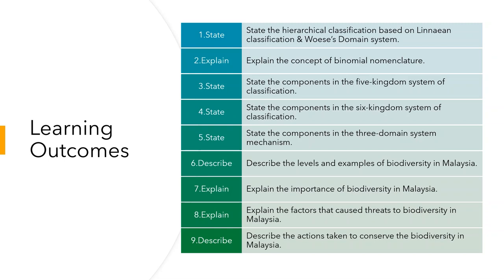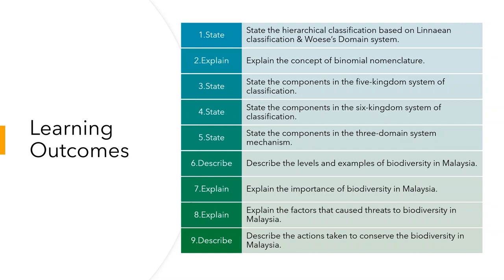Number 2, explain the concept of binomial nomenclature. Number 3, state the component in the 5 kingdom system of classification. Number 4, state the component in the 6 kingdom system of classification. Number 5, state the component in the 3 domain system mechanism.